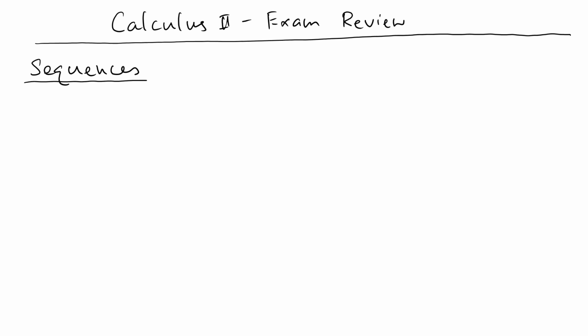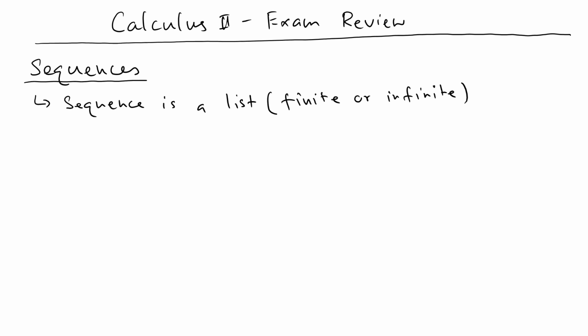In this review, we are going to review the idea of sequences. So let's talk about some basic things that we learn in the class. So what's a sequence? A sequence is a list of numbers. A sequence is a list. It can be finite or infinite. So we have finite sequences and infinite sequences.